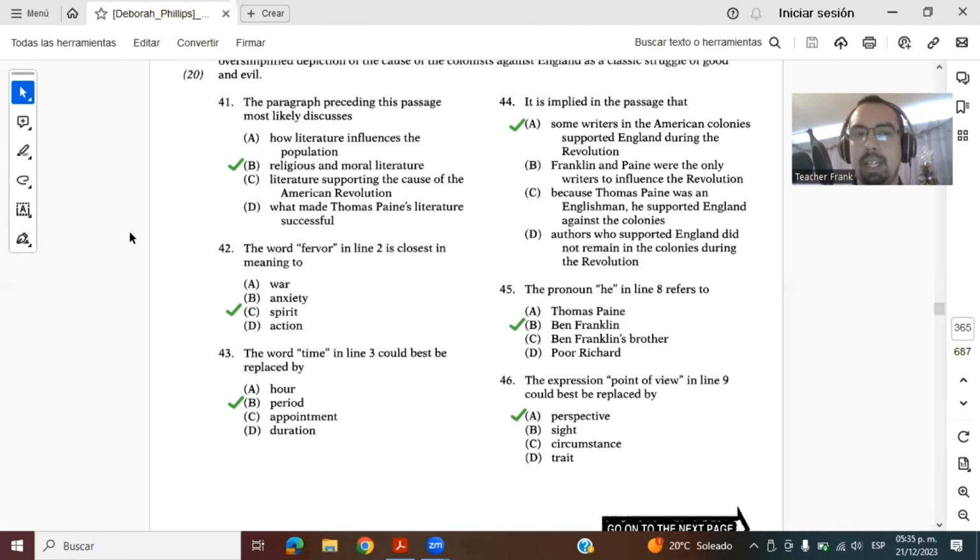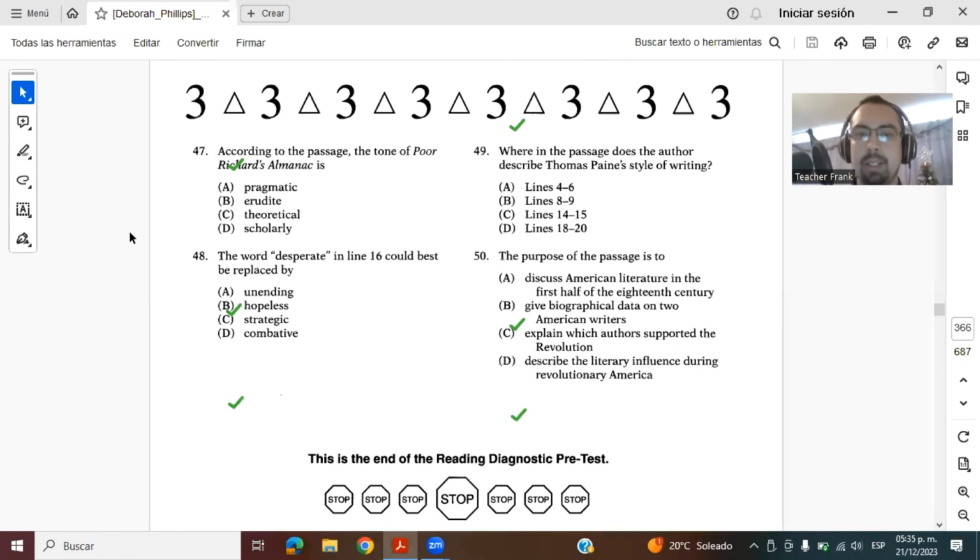Okay. And let's go with the last ones, 47 and on. 47 is A. 48 is B. 49 is D. And 50 is also D. Okay. So again, from here, we also need the number correct from 50. Okay. So count the number that you got correct from all of these out of 50.